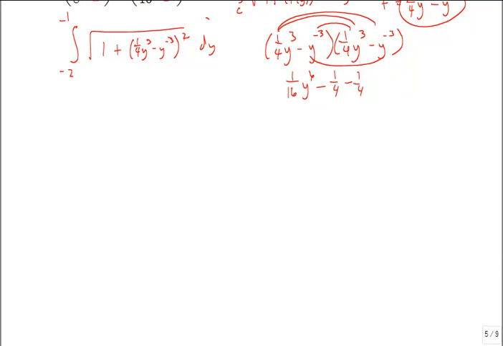And then on the end, we're going to get a minus times a minus is a plus. And when I add those powers, this is a y to the negative 6. So this is 1/16 y to the 6 minus a half plus y to the negative 6. So let's plug that in. We get square root of 1 plus these three terms.